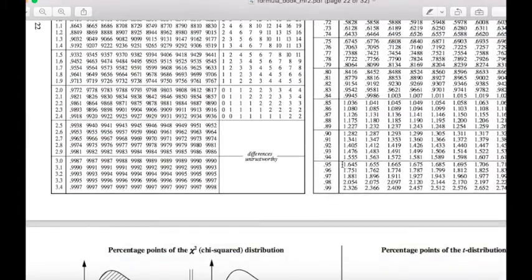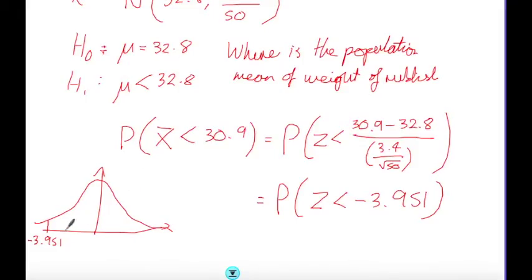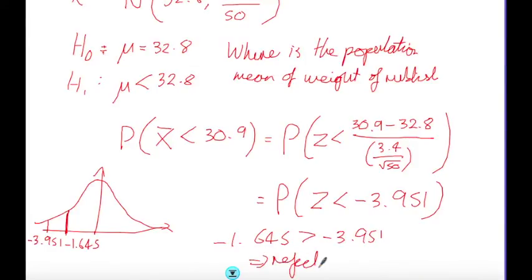So look at 0.95, that's 1.645. So our z value in comparison to that, minus 1.645 is here. In other words, the area below this is 5%, so the area below our value must be less than 5%. So what you can say in your question is minus 1.645 is greater than minus 3.951, therefore the result is significant, or reject H0 and conclude.